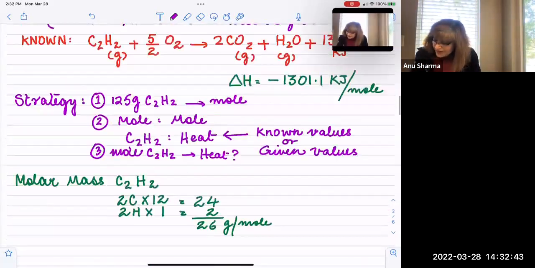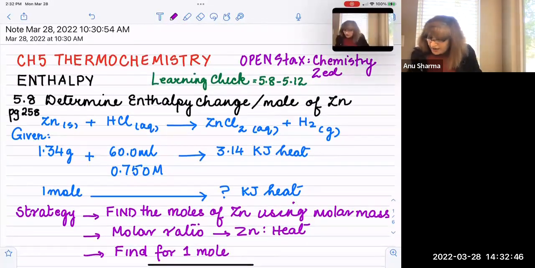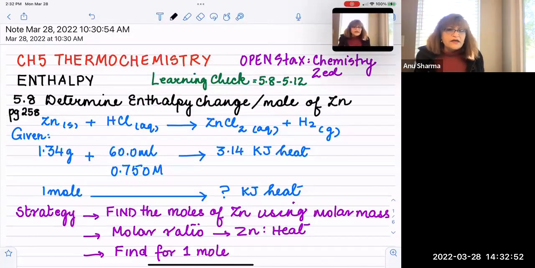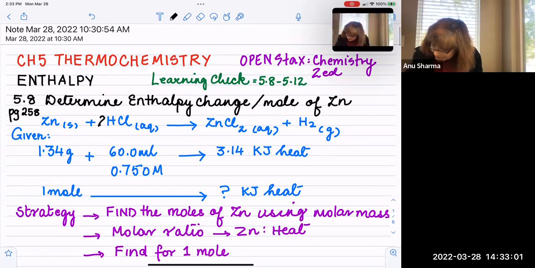Now let's look at these reactions as we start the learning check problems. In this case, you are given a reaction: zinc is reacting with HCl to give zinc chloride and hydrogen as a gas. We need to balance this, so here comes this 2, and this is a balanced reaction. Now they are giving you 1.34 grams of zinc, 60.0 milliliters of hydrochloric acid, which is 0.750 molar, and this is giving 3.14 kilojoules of heat. The question is, for 1 mole, how many kilojoules of heat are produced?